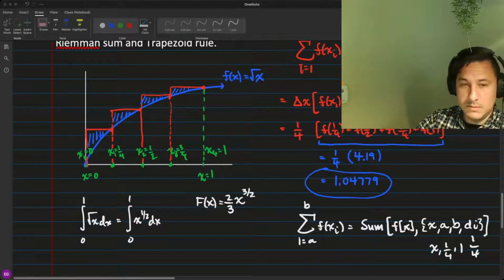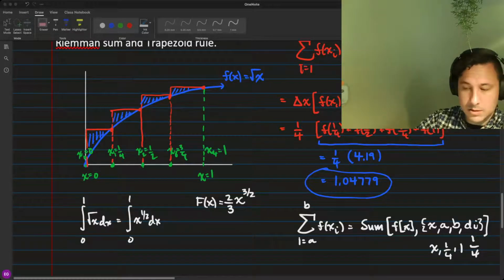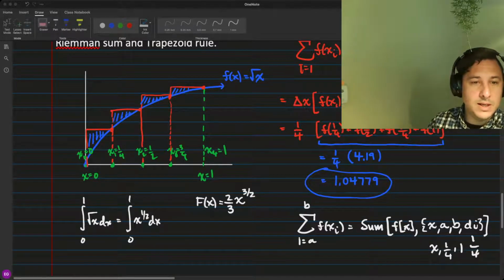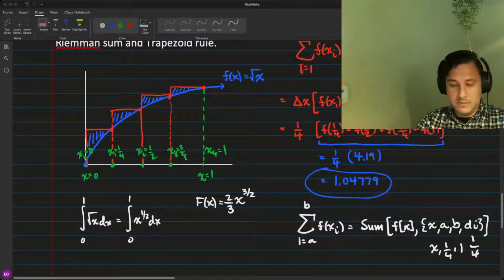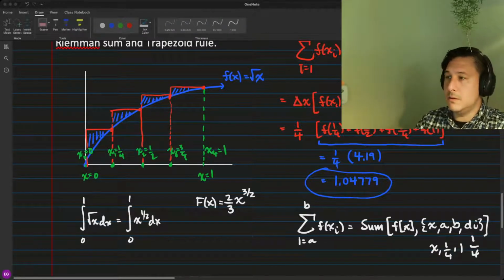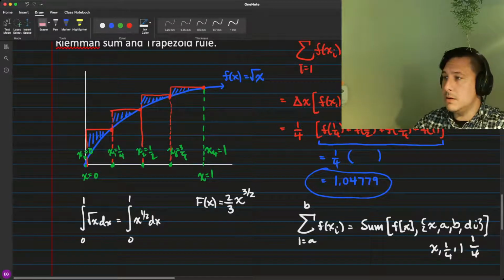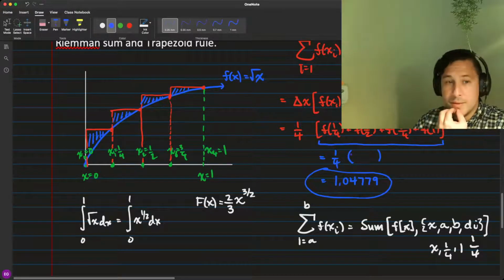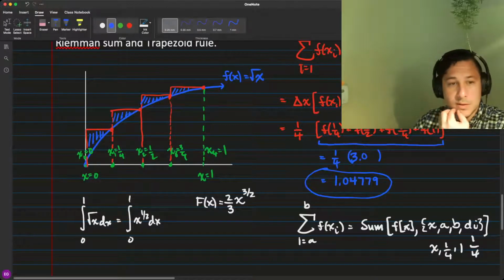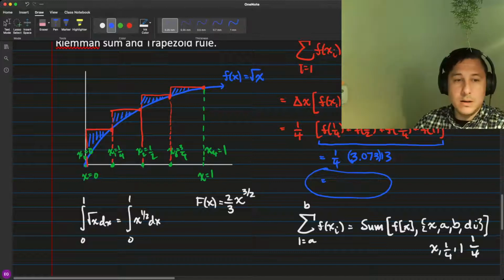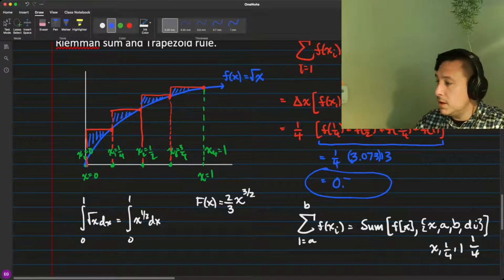Okay, 1/4, let me plug them in, 1/2 just to check, 3/4 and 1. Okay, so when I plug those in, we get 3.0. Yeah, I did plug it in wrong. So this should actually be 3.07313. And then when you multiply, 0.768.